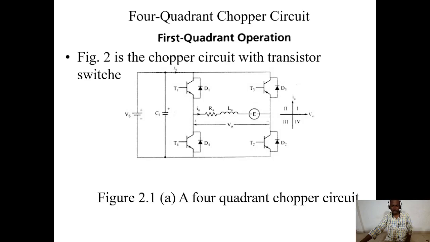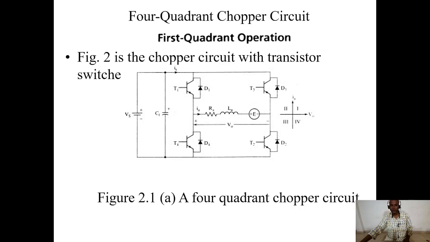Now coming to the second concept of the fifth unit, the 4-quadrant chopper circuit. The 4-quadrant chopper circuit is represented by figure 2 with different transistor models. In the right portion of the figure, it is represented by the first quadrant, second quadrant, third quadrant and fourth quadrant in a clockwise manner, so we can represent them as 1, 2, 3 and 4.